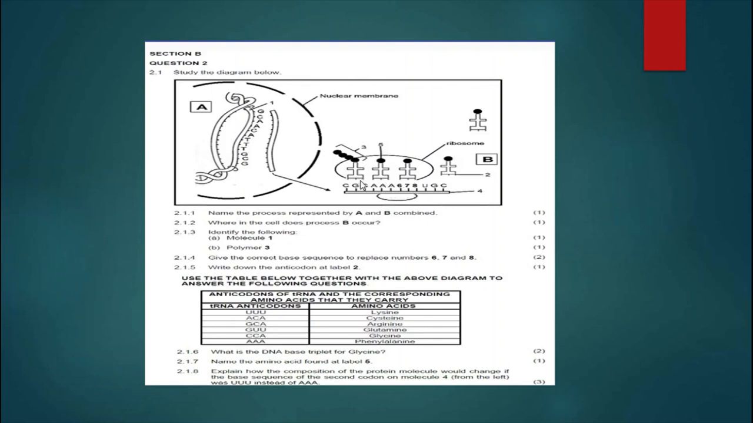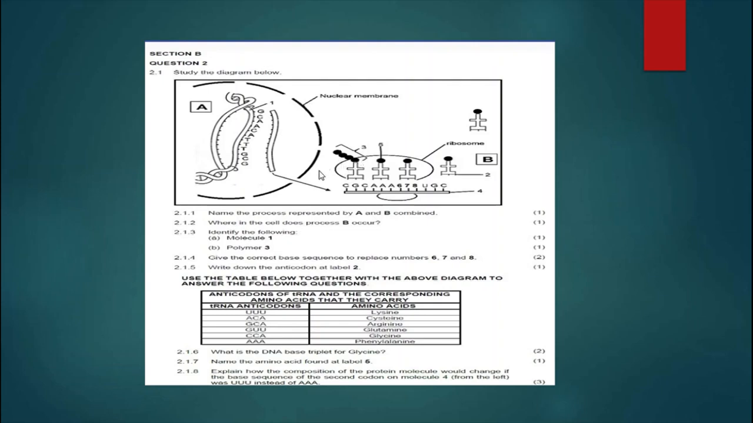Now let's look at the question. They say: name the process represented by A and B combined. A is transcription, B is translation. Combined, they are called protein synthesis. Where in the cell does process B occur? Process B occurs in the cytoplasm. Identify the following. Molecule 1 is a DNA molecule. Polymer 3 is a protein because we have the amino acids combined there.